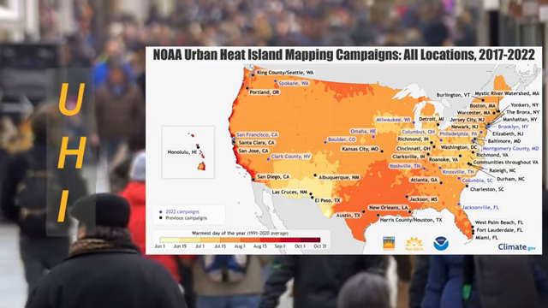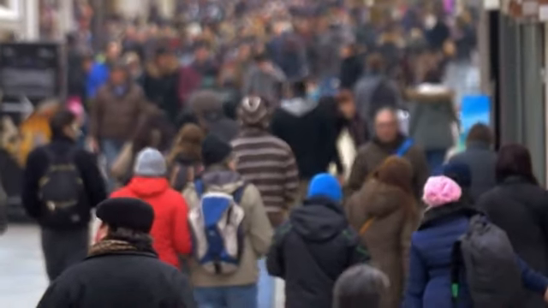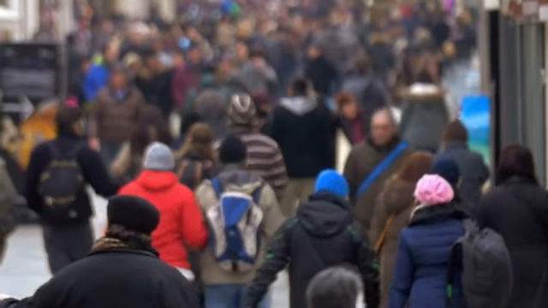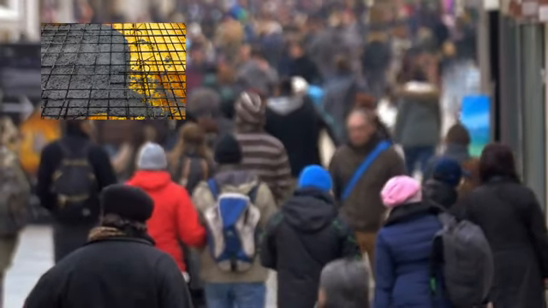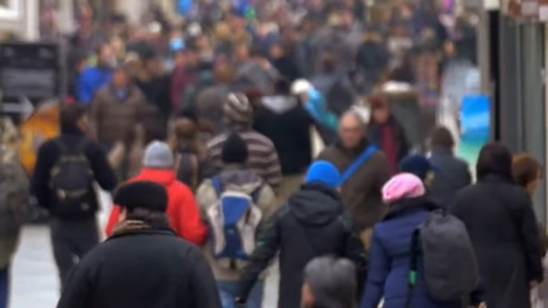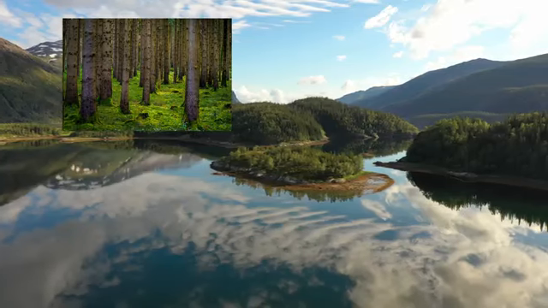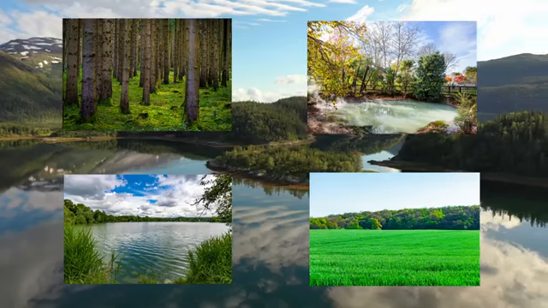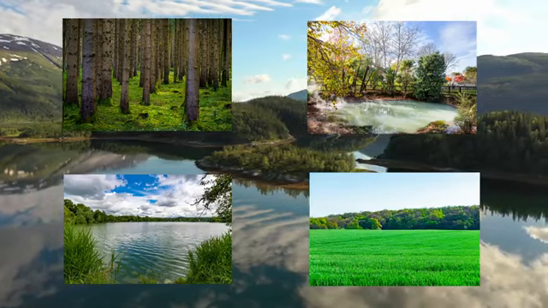Urbanized areas tend to be warmer than their rural surroundings. This phenomenon occurs because urban environments are characterized by extensive use of concrete, asphalt, and buildings, all of which absorb and retain heat more effectively than natural landscapes such as forests, ponds, lakes, or fields. The configuration of buildings and roads also contributes to this effect by trapping heat.